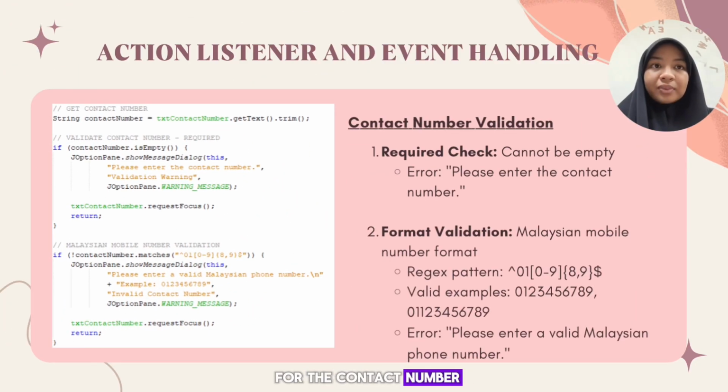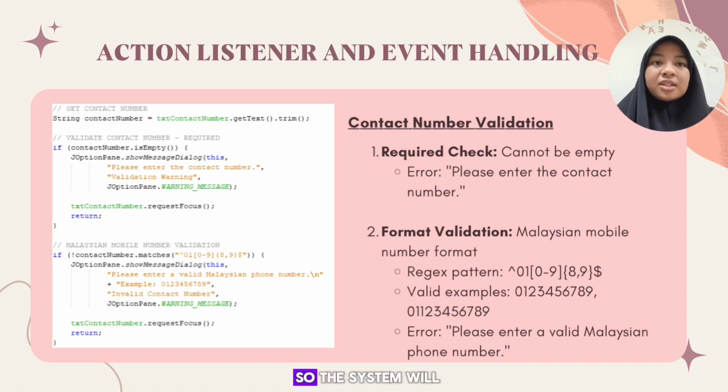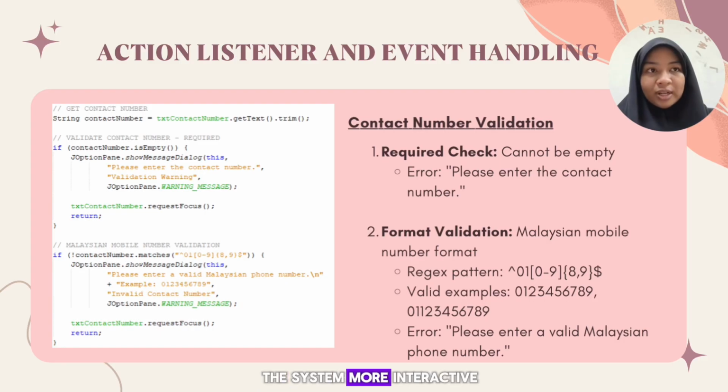For the contact number, the field also cannot be empty. So the system will check for a Malaysian mobile number format by using ^01, open square bracket, 0 to 9, close square bracket, open curly bracket, 8 to 9, close curly bracket, $ sign. For example, valid numbers include 012-345-6789 and also 011-234-56789. Therefore, the action listener and validation work together to make the system more interactive, reliable, and also user-friendly.